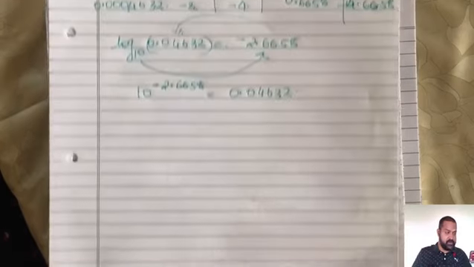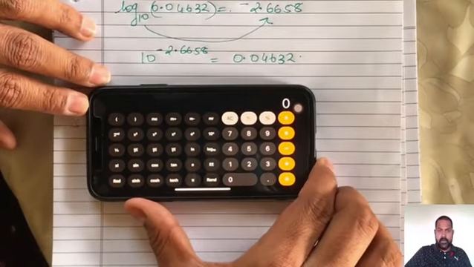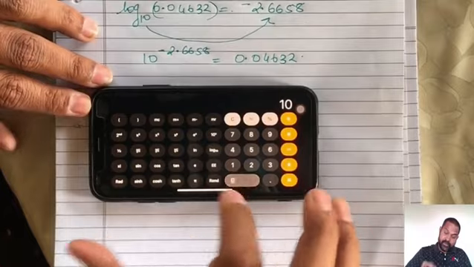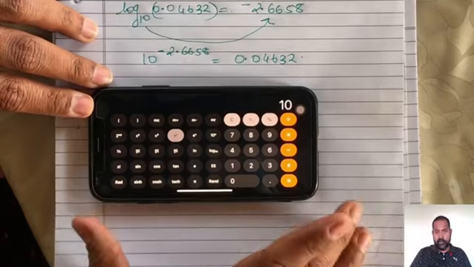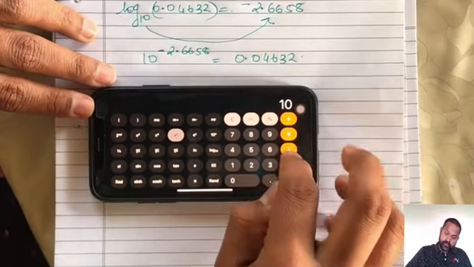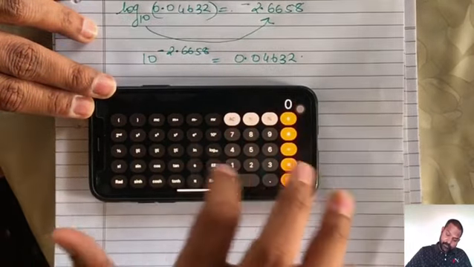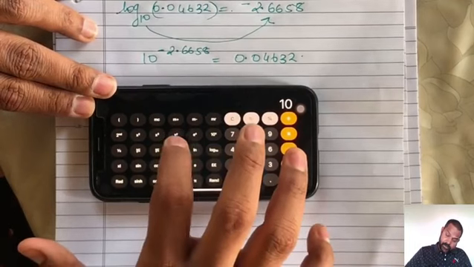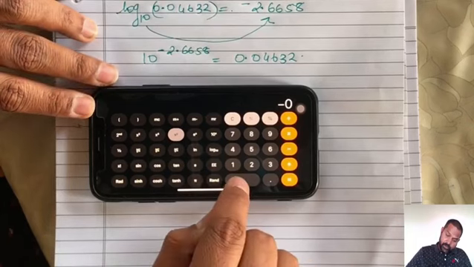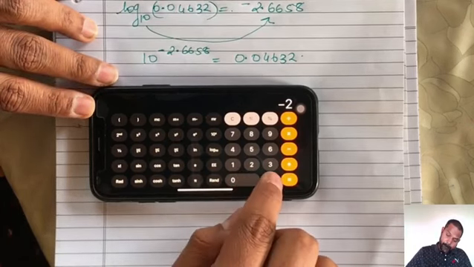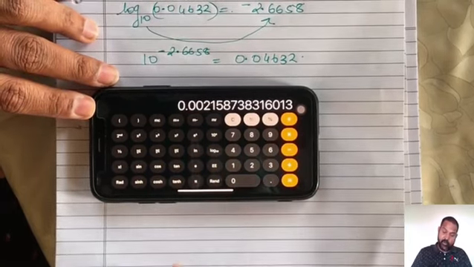Let's come back to our cell phones, because this raising can only be done in a cell phone. It is 10 raised to, so x raised to y on my calculator. Your calculator might have the caret sign. 10 raised to a negative of 2.6658. What do you get?